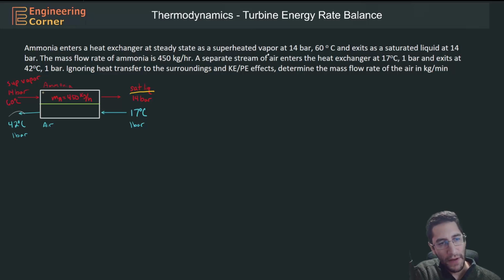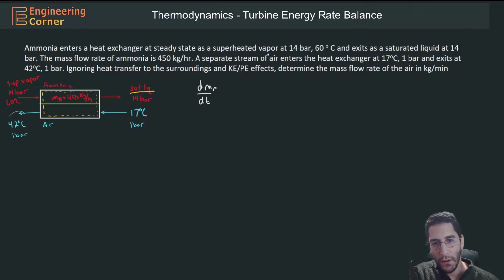So let's define what our control volume is. Our control volume is going to be containing our heat exchanger and contains both the air and ammonia channels. Now the air and the ammonia channels do not mix. So when we start to look at our mass rate equation, the change in mass, we need to look at each of these channels individually, because they do not mix and they're separate.